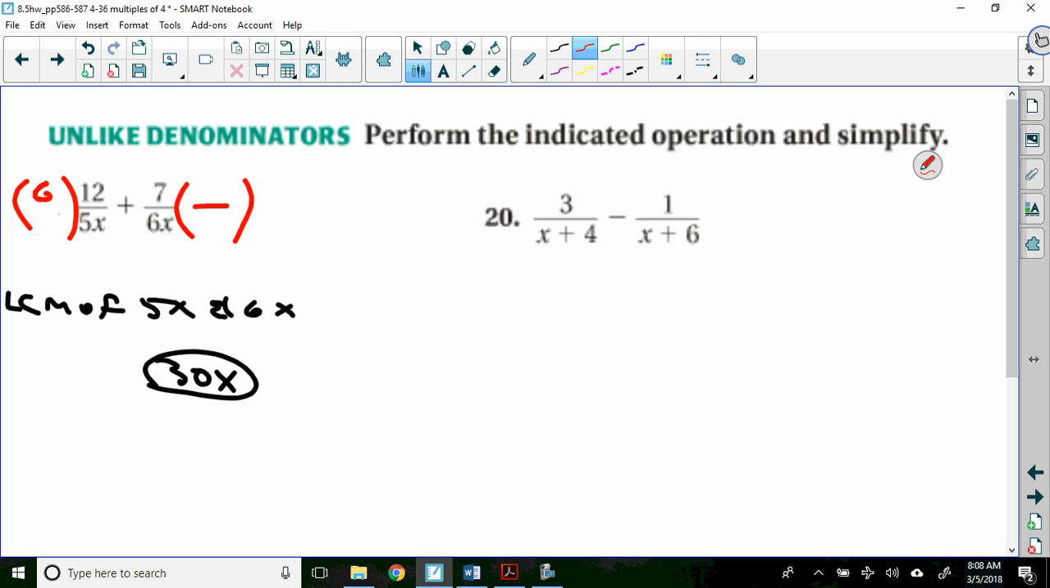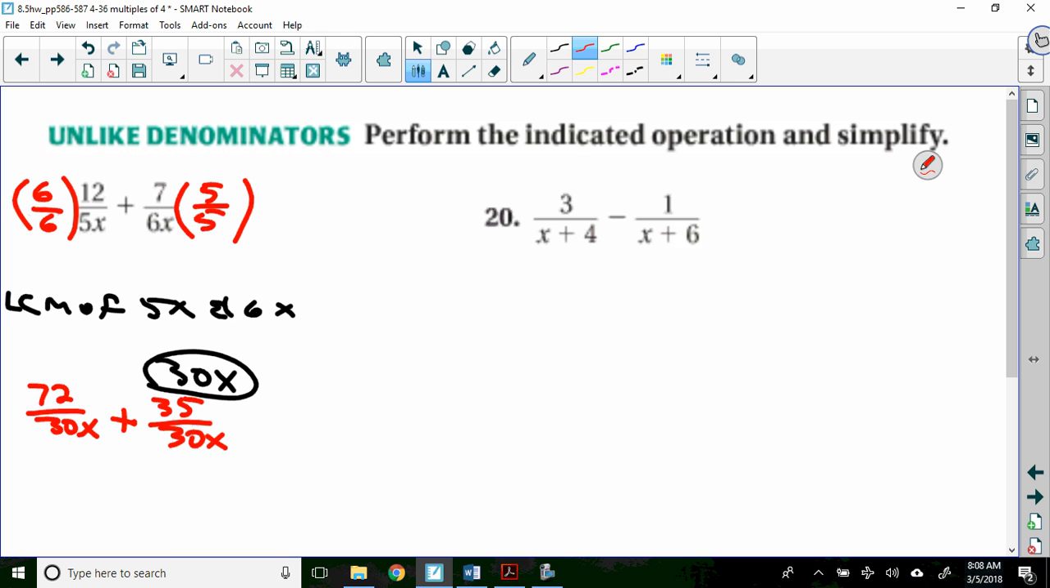6 over 6, right? Because 6 over 6 is like multiplying it by 1, which doesn't change it. What do I multiply the other fraction by? 5 over 5. Cool. So when I do that then, 6 times 12 is 72. I get 72 over 30x plus 35 over 30x. And now it's just like number 4 was.